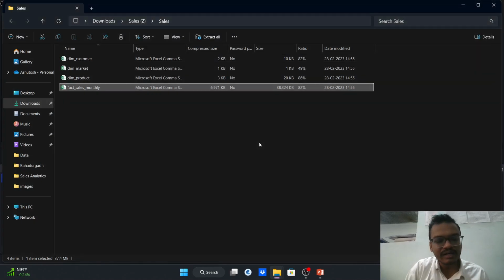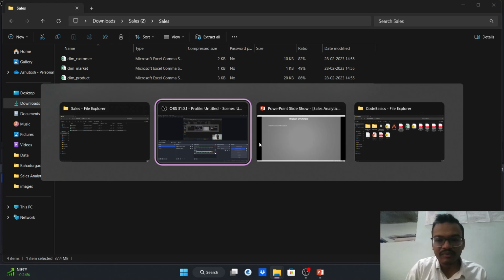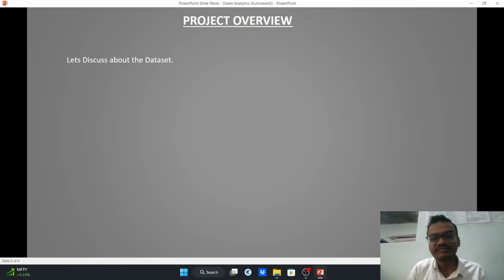Now, in order to make the project, what I have done is I have used Power Query to clean the data. Okay, I have used Power Query to clean the data. Then I have loaded it again to the Excel. I have used Power Pivot to connect various data.